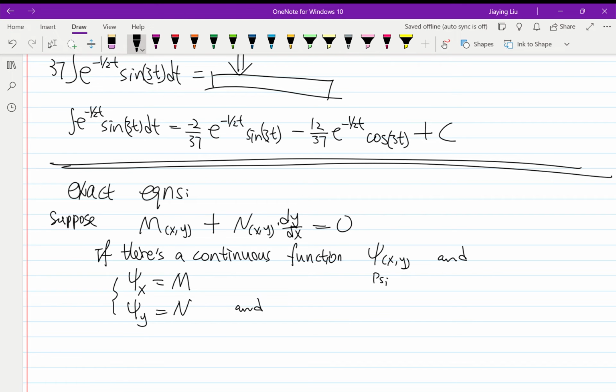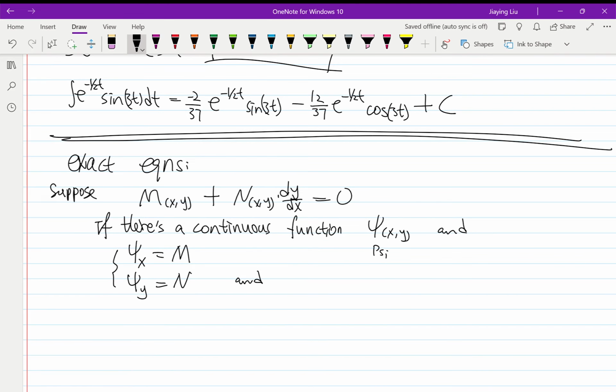And if psi is continuous, then we definitely know that the partial derivative psi xy, which means we take the derivative of psi with respect to x first and then the derivative of whatever we have with respect to y, must equal psi yx, which just means we take the derivative with respect to y first and then with respect to x.